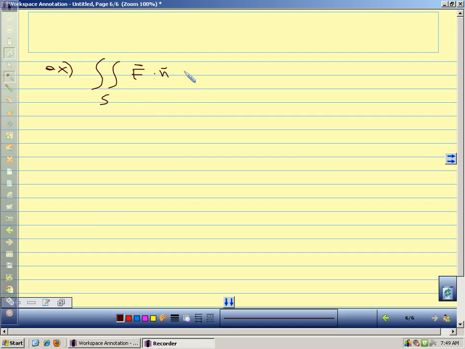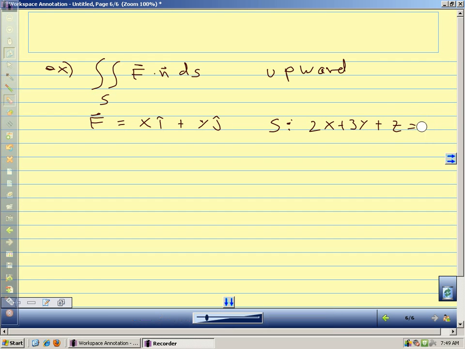F dot n dS, upward, where F, our vector field, is xi plus yj, and S is given to us by 2x plus 3y plus z equals 6 in the first octant.